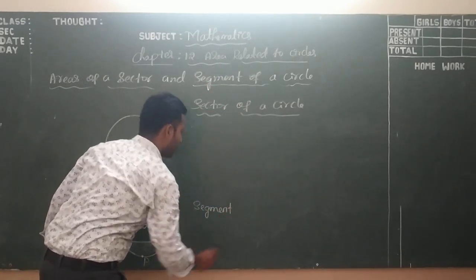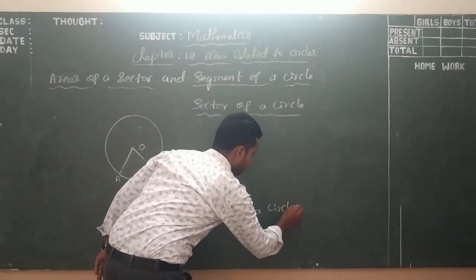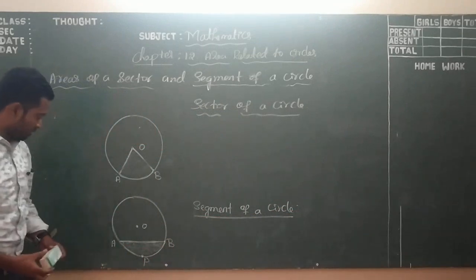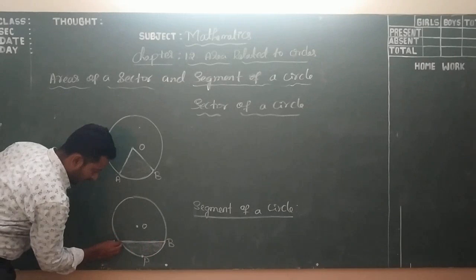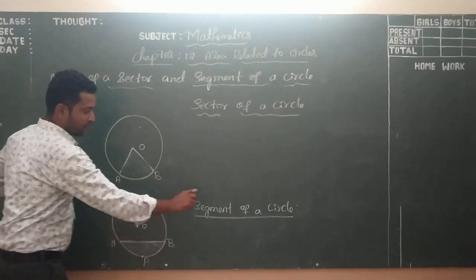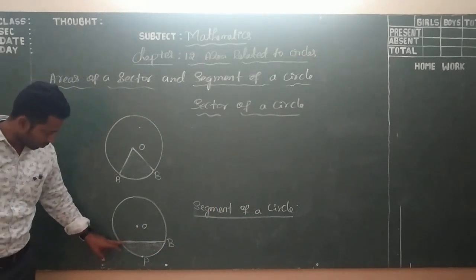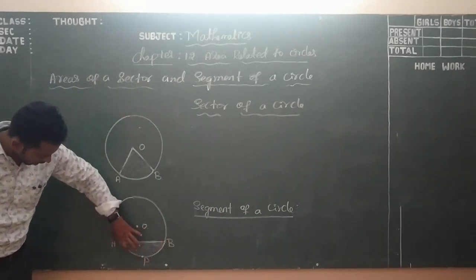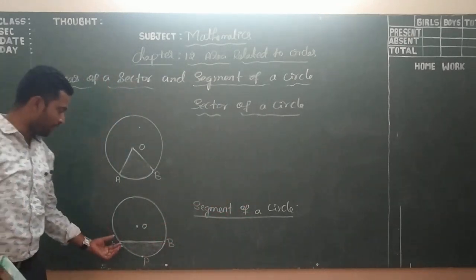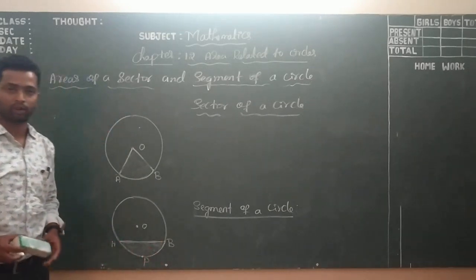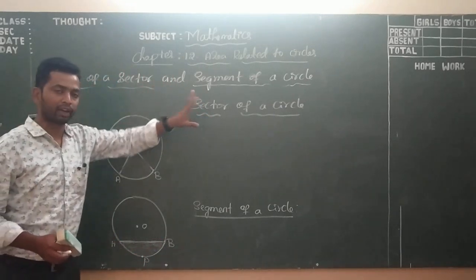See, what is a segment of a circle? How can you define it? The region enclosed by one chord and the corresponding arc is known as a segment of a circle. Here the segment of a circle is APB. So these are the meanings of a sector and segment of a circle.